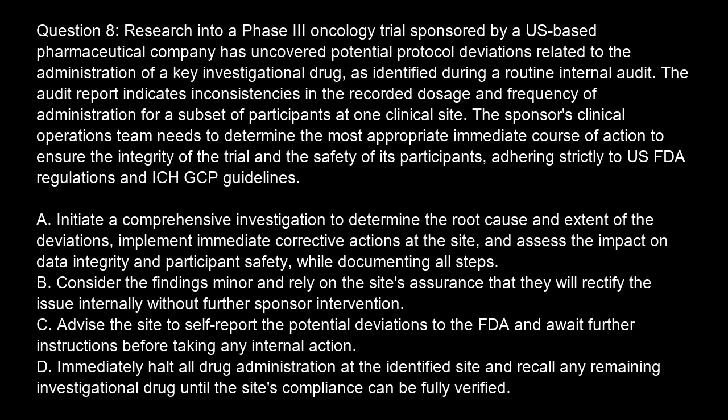Option A. Initiate a comprehensive investigation to determine the root cause and extent of the deviations, implement immediate corrective actions at the site, and assess the impact on data integrity and participant safety while documenting all steps. Option B. Consider the findings minor and rely on the site's assurance that they will rectify the issue internally without further sponsor intervention. Option C. Advise the site to self-report the potential deviations to the FDA and await further instructions before taking any internal action. Option D. Immediately halt all drug administration at the identified site and recall any remaining investigational drug until the site's compliance can be fully verified.